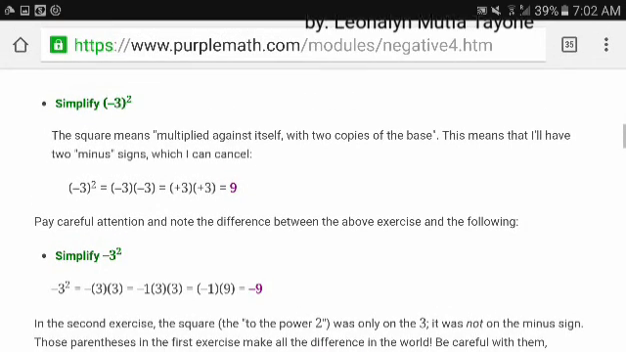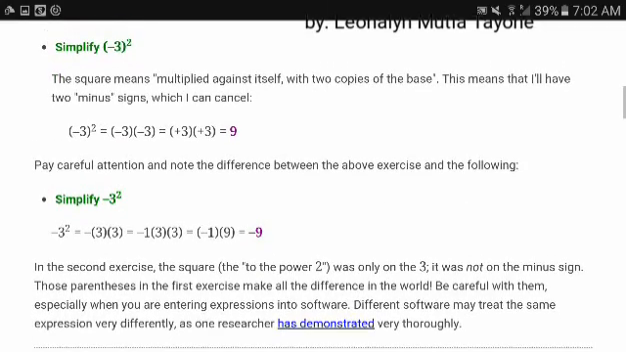Dito tayo sa purplemath.com. Simplify, basahin ko ha, i-observe nyo ng mabuti. Simplify this negative 3 raised to 2. Yung negative 3, si negative at saka si 3 nasa loob ng parenthesis. The square means multiplied against itself with 2 copies of the base. This means that I'll have 2 minus signs which I can cancel. So, bali, negative 3 times negative 3 equals 9.